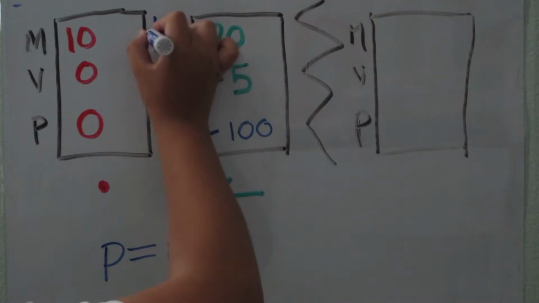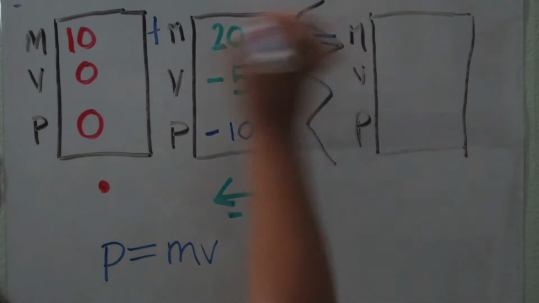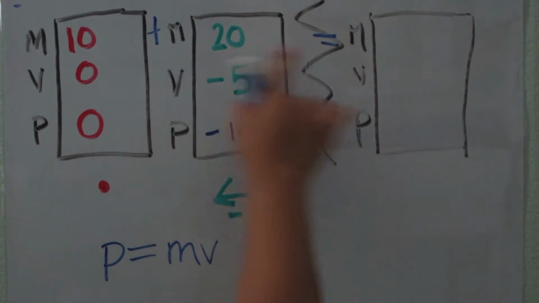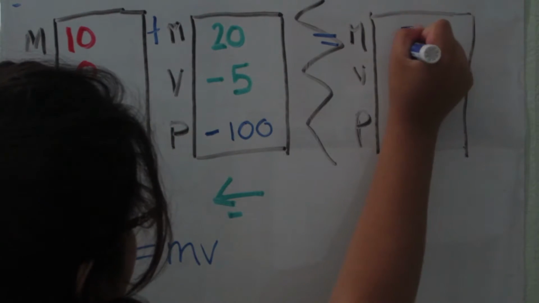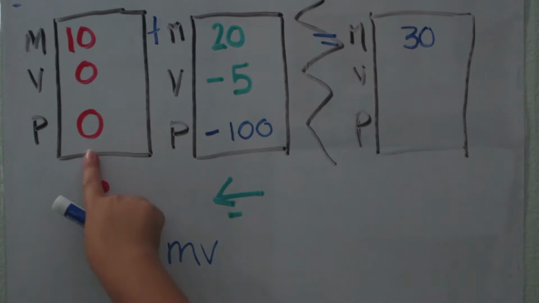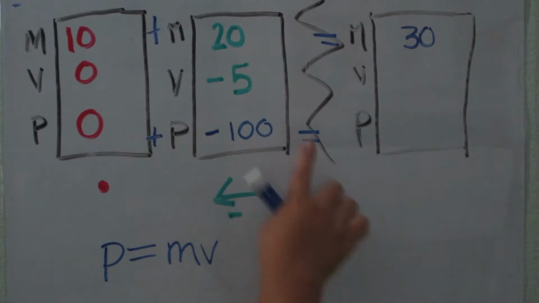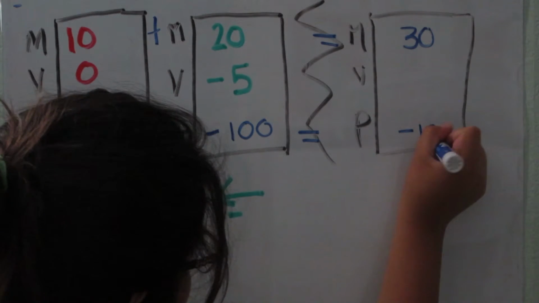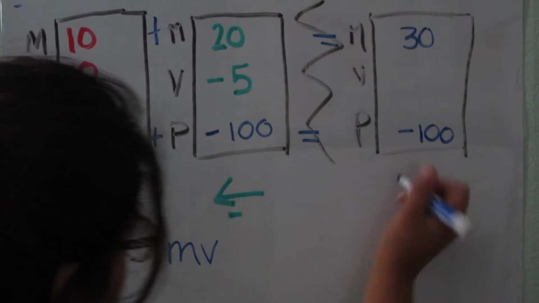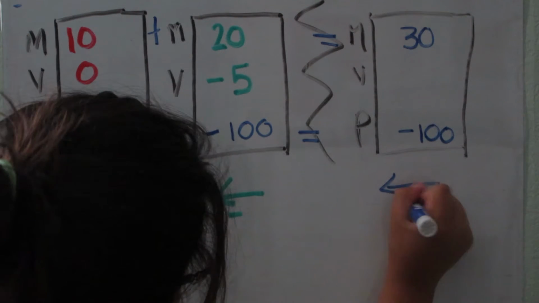So mass 1, which is 10, plus mass 2, which is 20, is equal to mass final, which is 30 kilograms. And since momentum must always be conserved, momentum 1, which is 0, plus momentum 2, which is -100, equals momentum final, which is still -100 because the objects are still sliding into the negative direction.